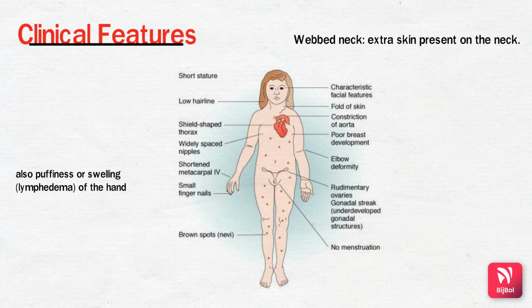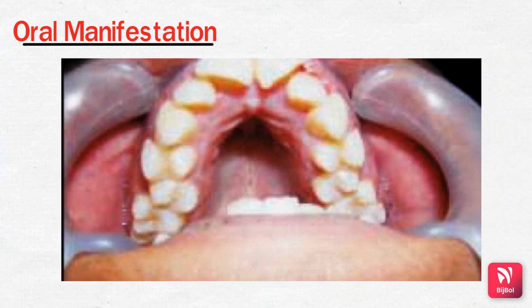There will also be a low hairline, a shield-shaped thorax, widely spaced nipples, shortened fourth metacarpal, small fingernails, brown spots, nevi, characteristic features like folded skin, coarctation of the aorta, poor breast development, elbow deformity, and rudimentary ovaries with no menstruation in some females. Moving to the oral manifestations in these subjects: the patient will be noted with a high arched palate. Eruption of the teeth will be premature with the corners of the mouth pulled down.